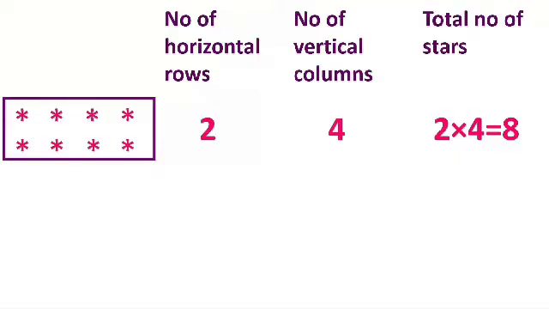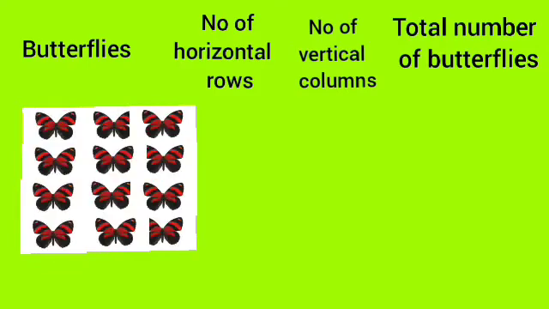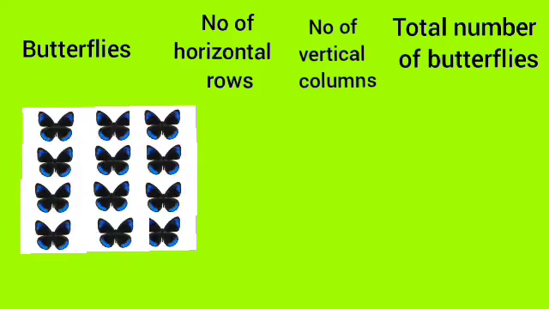Yes, Mom. Number of horizontal rows? 3. Number of vertical columns? 3. So total number of stars? 3 into 3 is equal to 9. Very good. How many butterflies are there in horizontal rows?